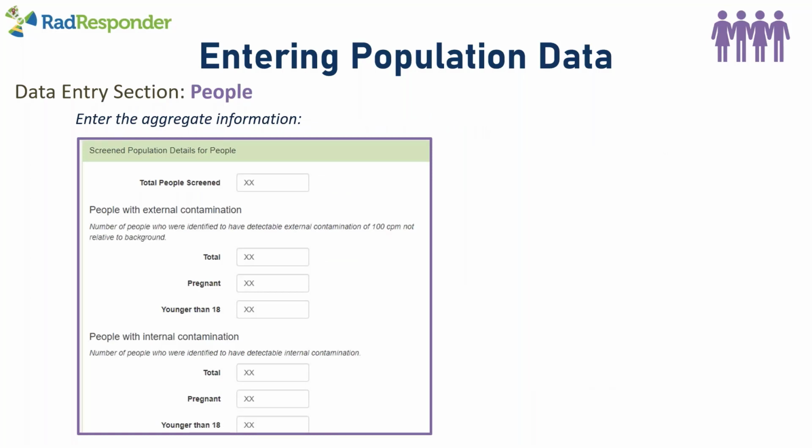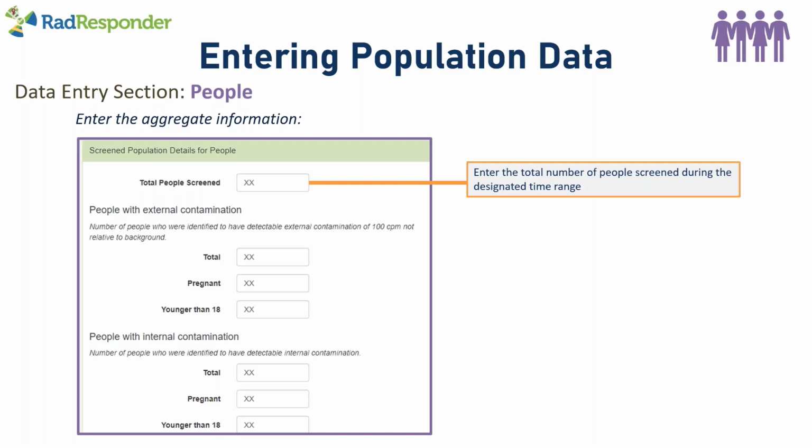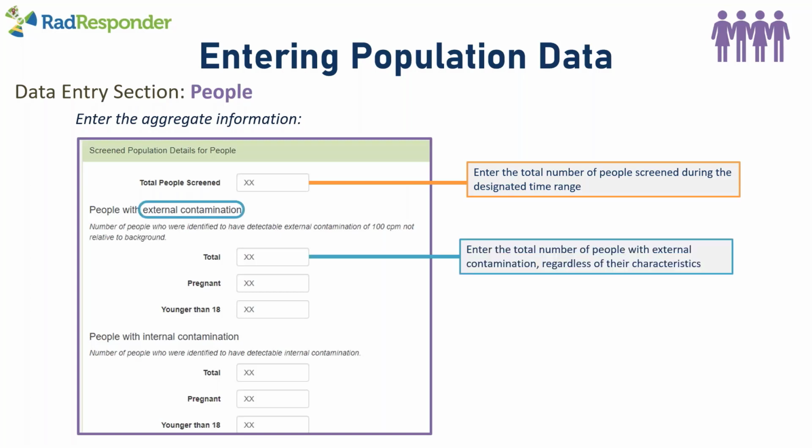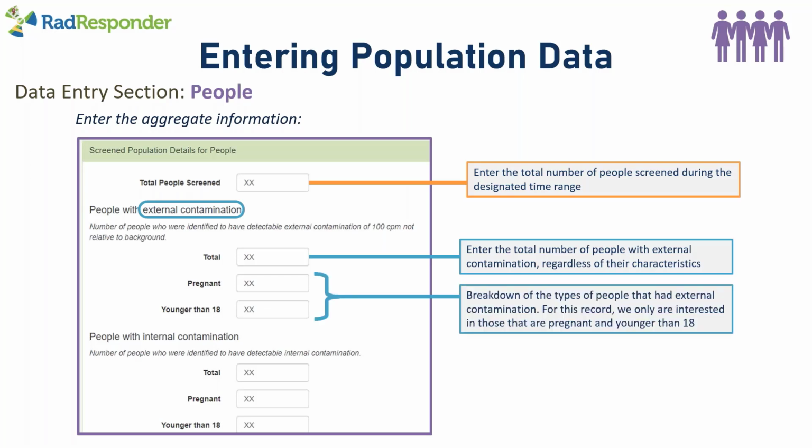Here is where you're going to enter that aggregate information. The first field is the total number of people screened. This is going to be the total number of people during that designated time range. Now you're going to break them down based on the various categories and screening characteristics. So the first category is the people with external contamination. So you'll enter the total number. And then you'll break it down for the types of people that had external contamination. So for this entry, we just are worrying about pregnant and those younger than 18.